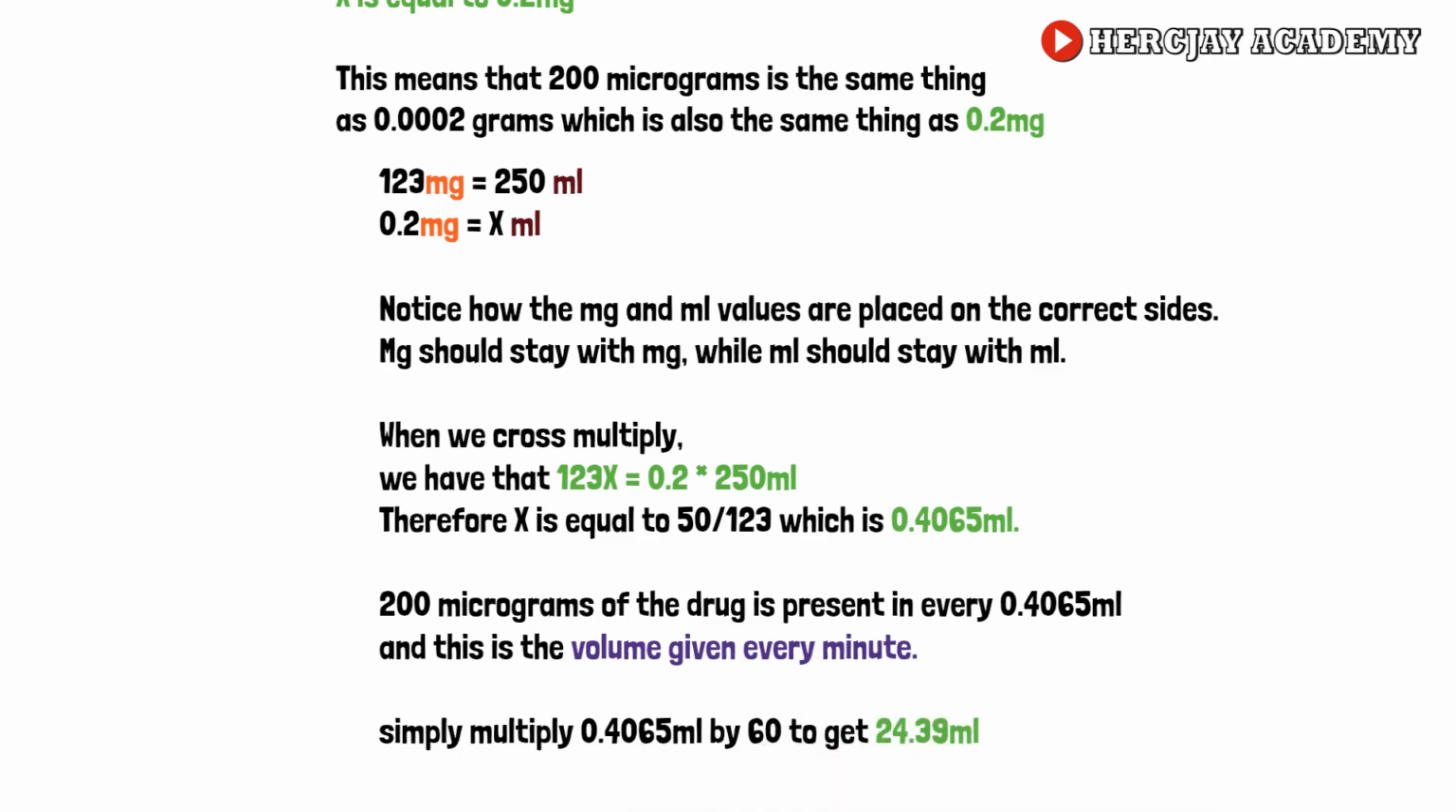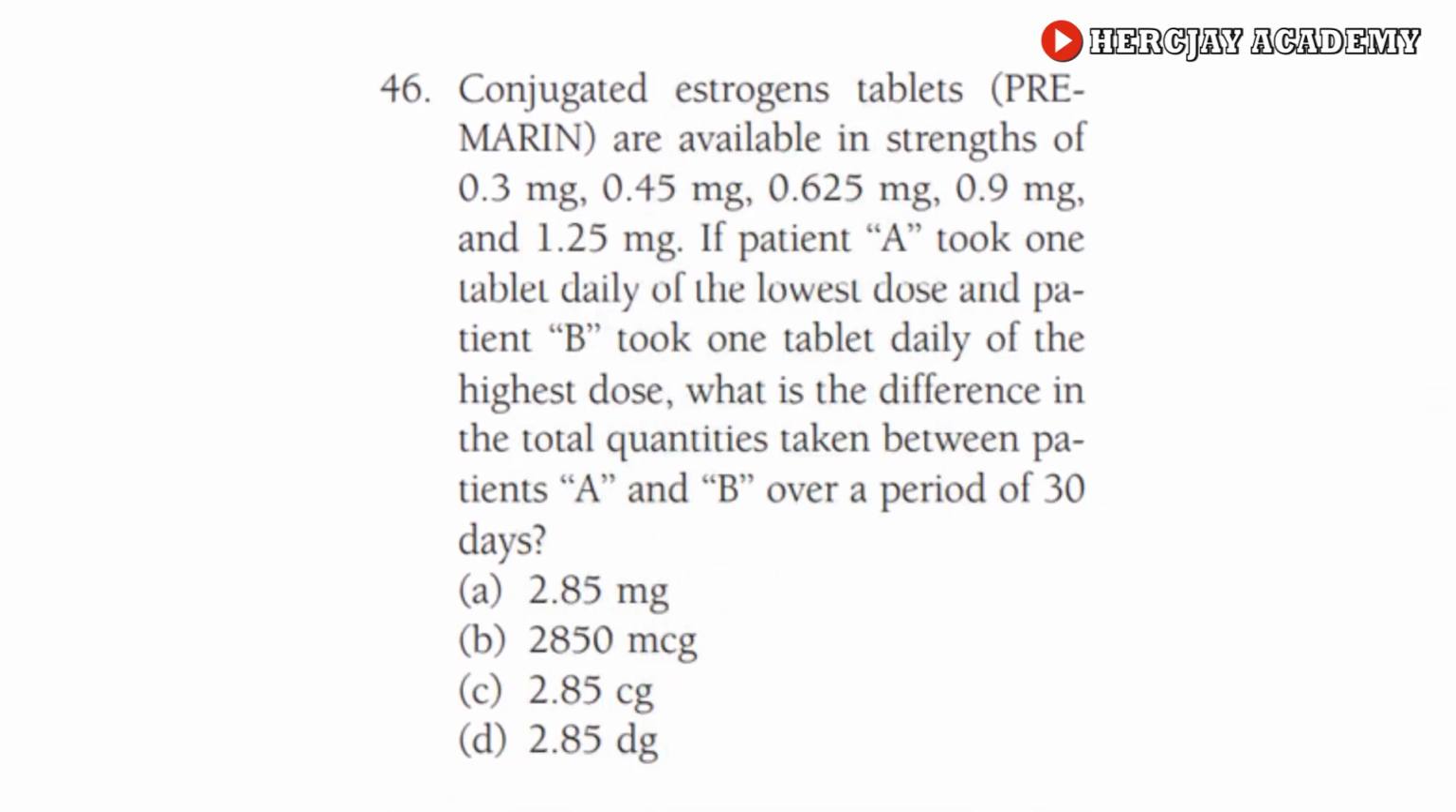To calculate for an hour, we simply multiply 0.4065 ml by 60 to get 24.39 ml. Now, let us move to the next question, question 46. After this, we would conclude by solving the case in point and call it a day.